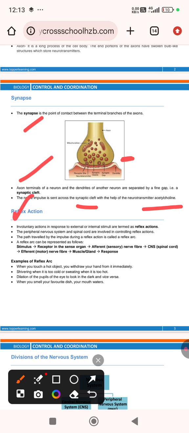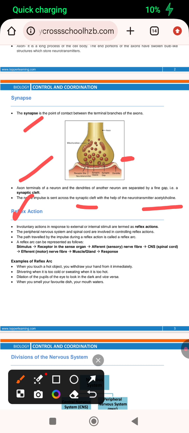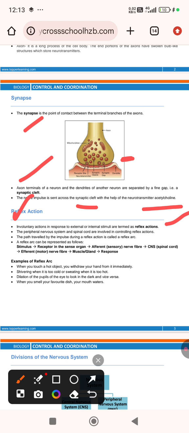Reflex actions are the involuntary actions in response to external or internal stimuli. The peripheral nervous system and spinal cord are involved in controlling reflex actions. The path traveled by the impulse during a reflex action is called the reflex arc. A reflex arc can be represented as: stimulus, receptor in the sense organ, afferent or sensory nerve fiber, CNS (central nervous system, spinal cord), efferent motor nerve, muscle or gland response.